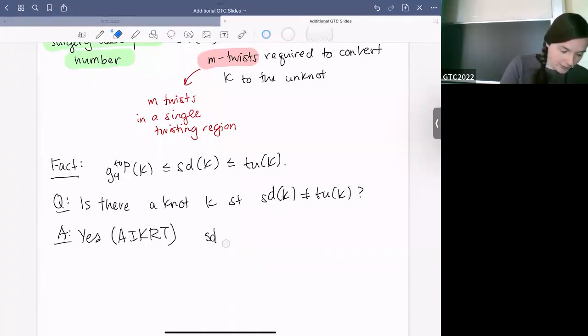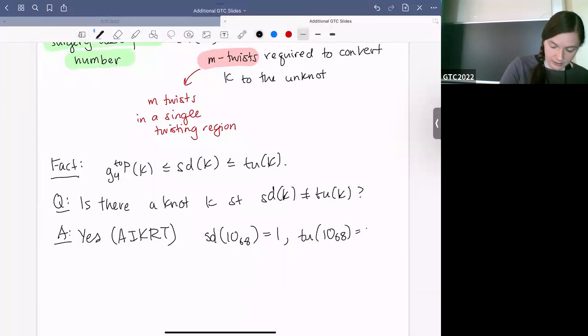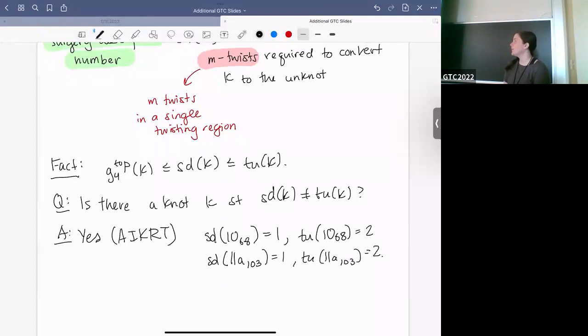Okay, so I'll give you the 2 examples we know of. 1068 has surgery description number 1, but if you are careful, you can untwist it with 2 twists. And the same is true for 11A103. Most of these values are diagrammatic. You could just untwist them. That the untwisting number is not equal to 1 follows from work of Kenan Ince. Basically, if the untwisting number of your knot is 1, then the 2-fold branched cover bounds a smooth definite manifold with certain second Betti number, and then you can obstruct it. Okay, for these 2 knots.